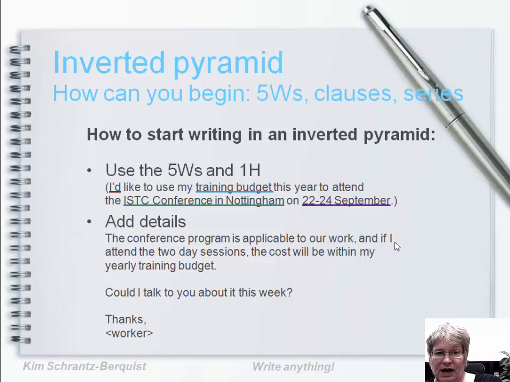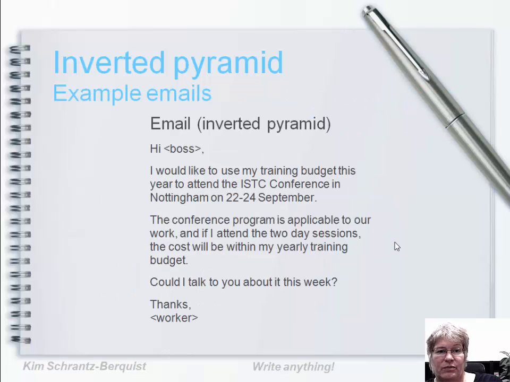So who? Well, I would. What? Training budget. Where? ISTC conference in Nottingham. And when? 22 to 24 September. Then you can add any other details you want. In this case, it was that the conference programs are applicable to our work, and the cost would be within my yearly training budget. And the next action: could I talk to you about it next week, this week. And there it is, our email.